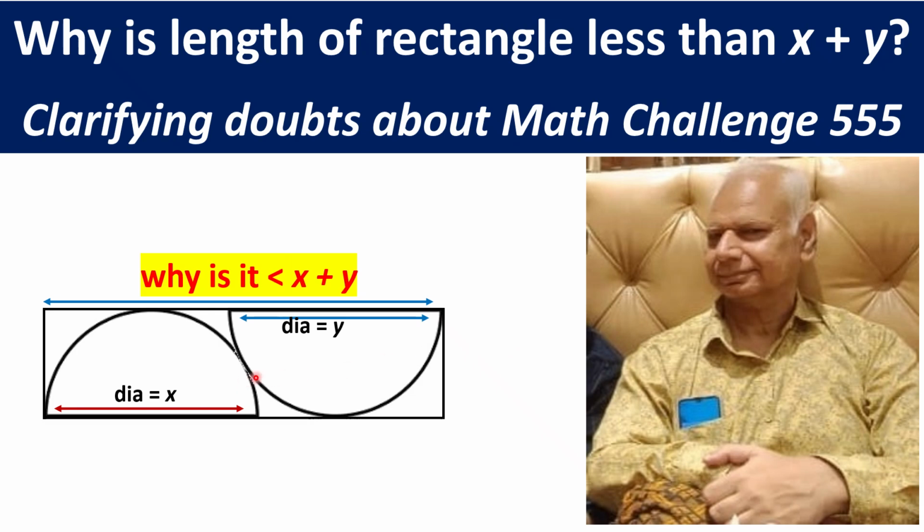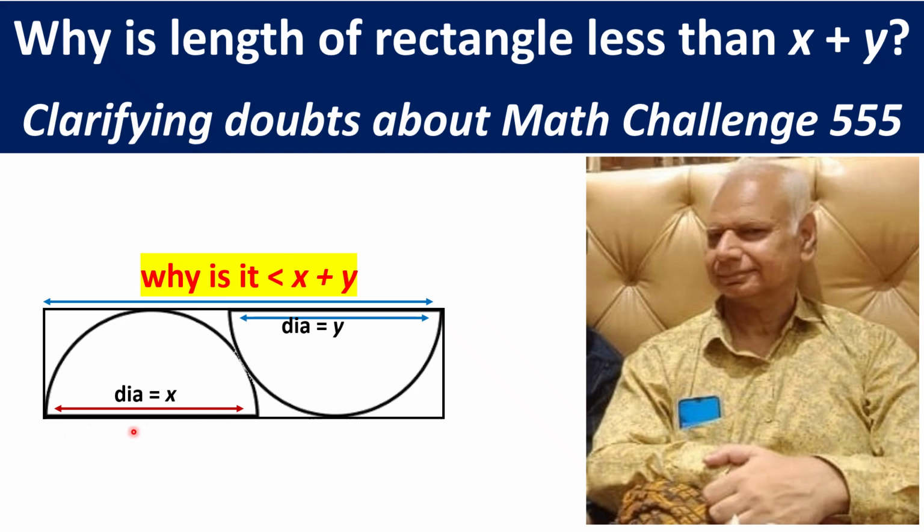If it is 4 and it is 6, the total should be 10. Why is it not 10? Why is it less than 10? Or in this case, why is it less than x plus y? X, the diameter of the first semicircle, y, diameter of the second semicircle, but the total horizontal measurement of this rectangle is not x plus y, it is less than x plus y. So we are clarifying why it is less than x plus y.